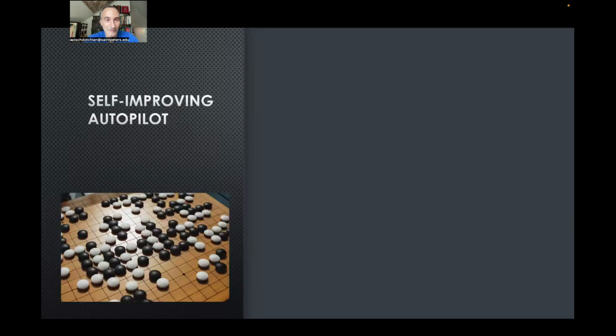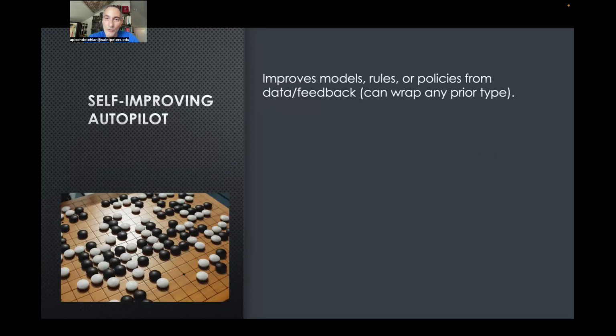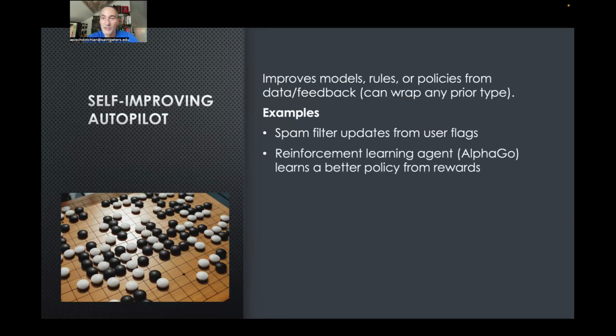Onward. Self-improving autopilot. It improves the model's rules or policies from data and feedback. It can wrap any prior type that we have. Examples, spam filter updates from user flags, thumbs up and thumbs down. Reinforcement learning agents, AlphaGo, learns a better policy from rewards.